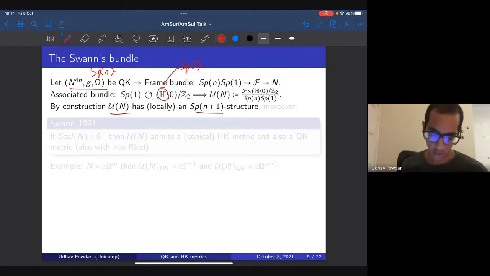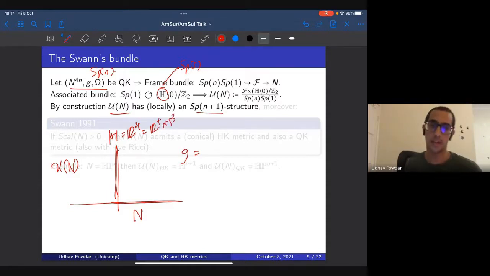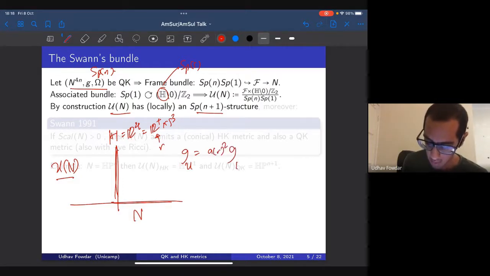Okay. So basically what Swann shows is that if you look at the total space, U^n, you can pull back the metric from the base. So this is the base, this is the fiber which is essentially H, or if you want R^4. You can define a metric on this space as follows. You think of R^4 as being R_+ cross S^3, you just decompose that into spherical coordinates, and then you can make a metric ansatz on the total space, on the Swann space. So basically you can take some function, call the coordinate on this factor here r, and you could look at some function A(r)^2 g_N plus B(r)^2 g_S3.